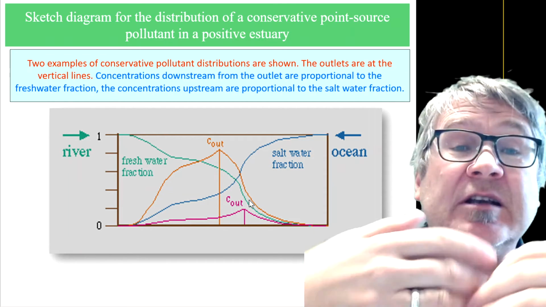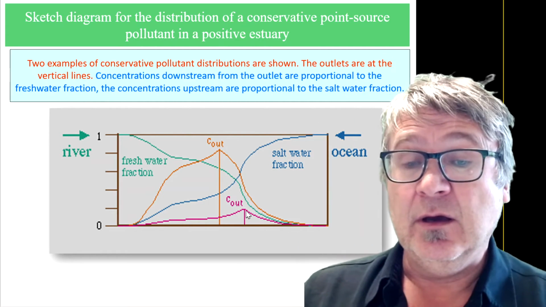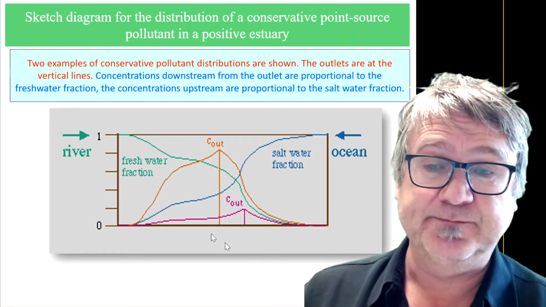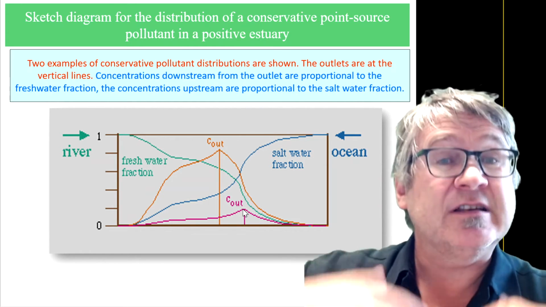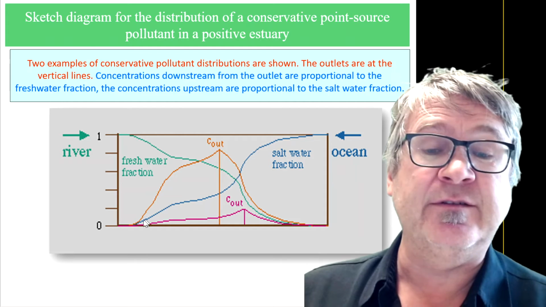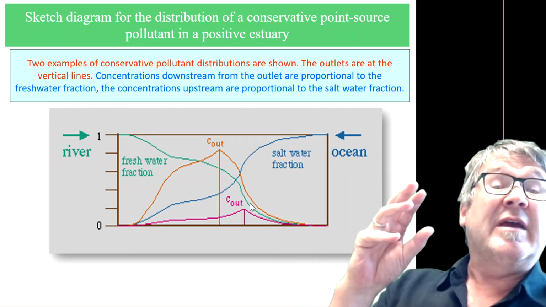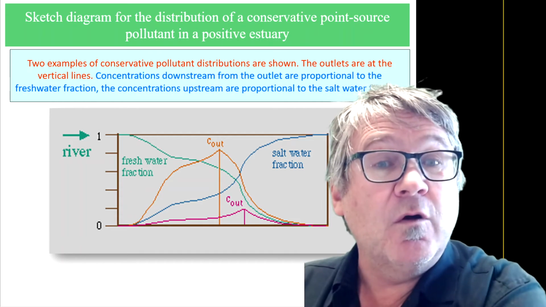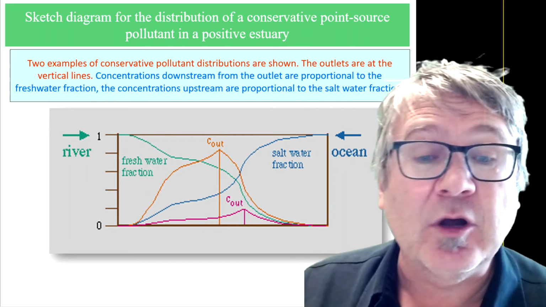What you need to do is you need to measure the salinity field in your estuary. And there's a second example shown here, okay, which has a lower concentration at the discharge. Lower concentration, and again, the resultant distribution is proportional to the saltwater fraction as you go upstream and to the freshwater fraction as you go downstream. And with this model, you can actually play around. Okay, you can place your pollutant locations at different parts and see what happens.